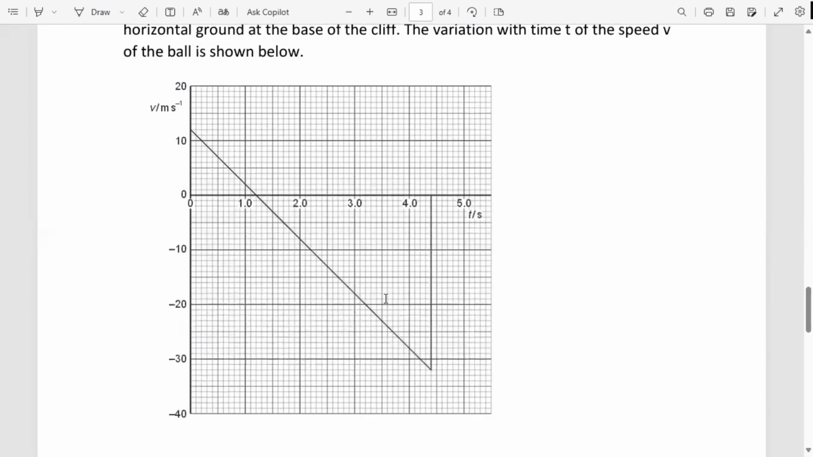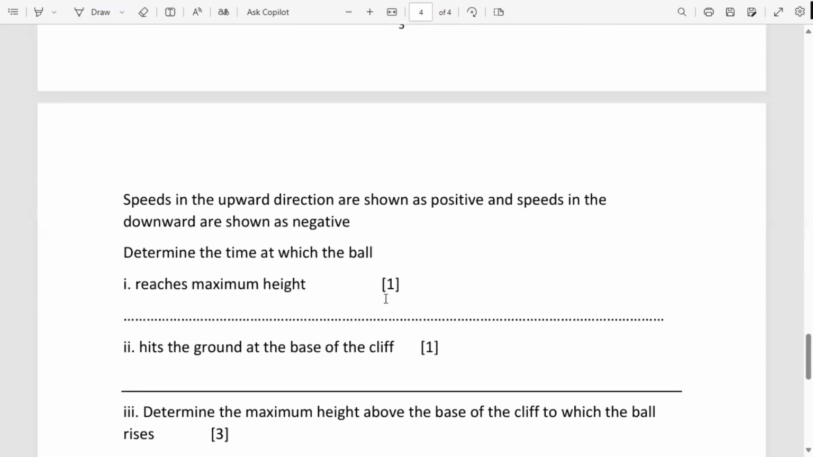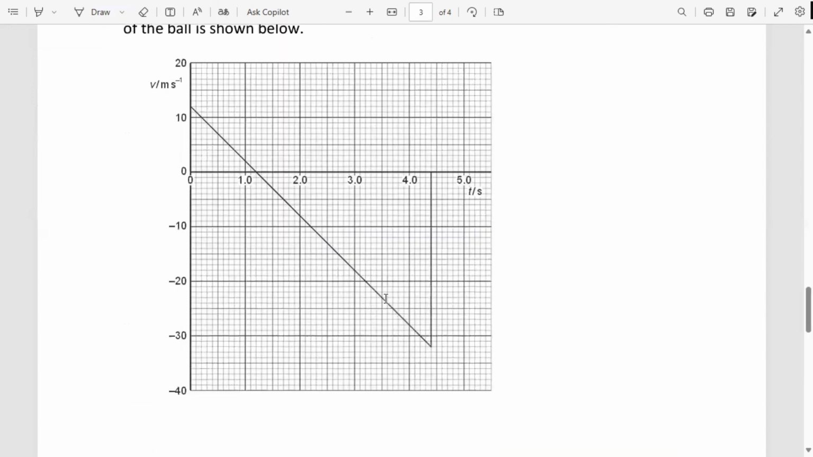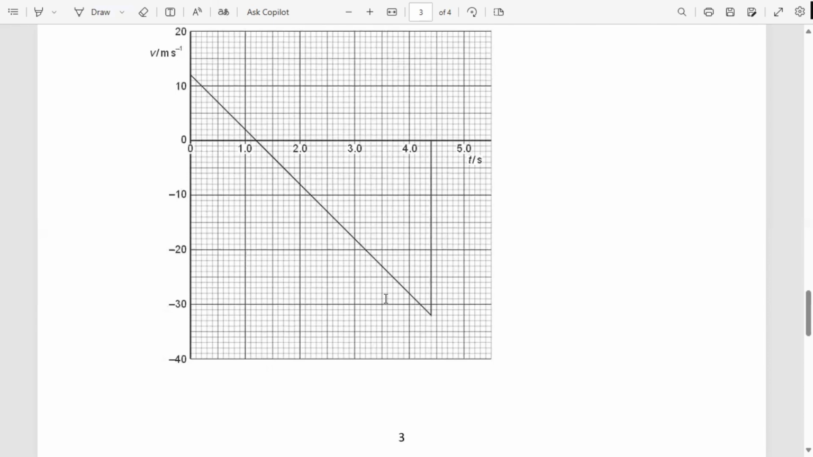So they've given us a speed-time graph. And they're saying speeds in the upward direction are shown as positive, and speeds in the downward direction are shown as negative. Determine the time at which the ball reaches maximum height. So for these questions, we are just going to get the answers from the diagram that we've been given. There's no need for us to start calculating, because these diagrams, like this speed-time graph, already contain everything. So what are we going to notice?